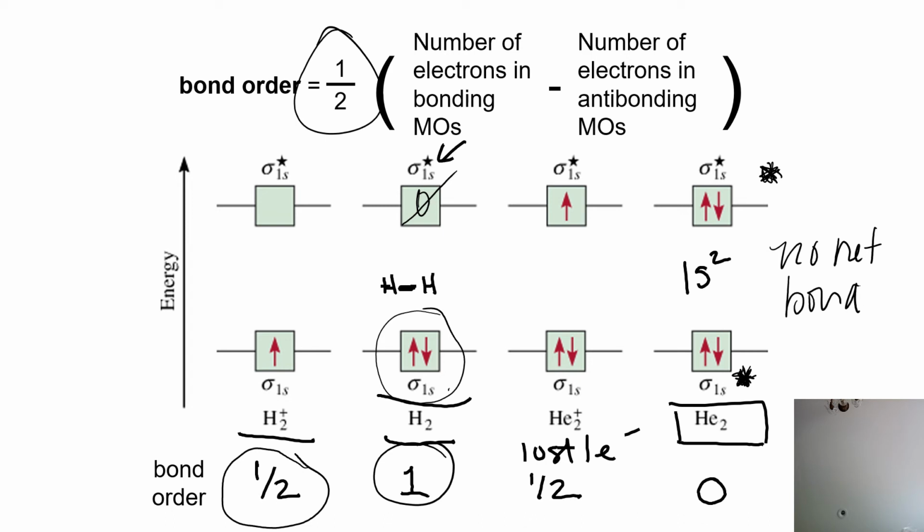And if we calculate bond order, we get 0, so this does not exist. However, if the He2 molecule should lose an electron, so we've lost one of those electrons in the sigma antibonding orbital, now we have a bond order of 1/2. So, while not very stable, it is something that could happen.